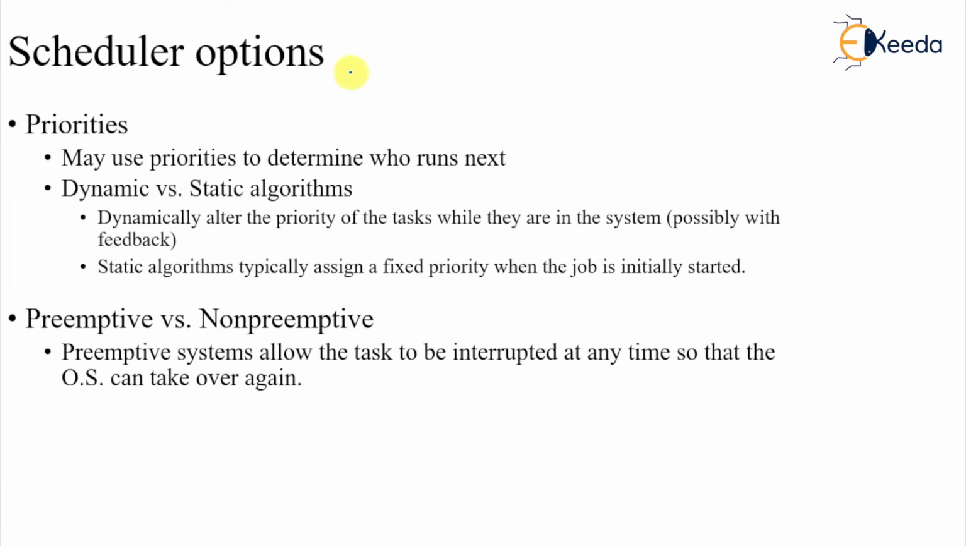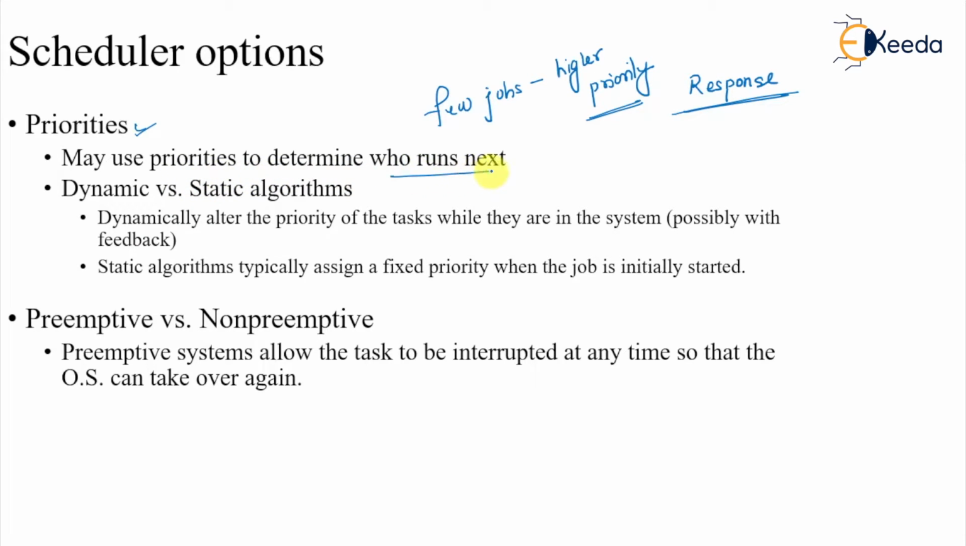You have a few related options with the scheduler, such as priorities, meaning a few jobs or processes may have a higher priority compared to another one. The processes related to response, meaning the GUI, are very critical to the scheduler, and definitely they will have a higher priority. Priorities can also be used to determine who will run next.